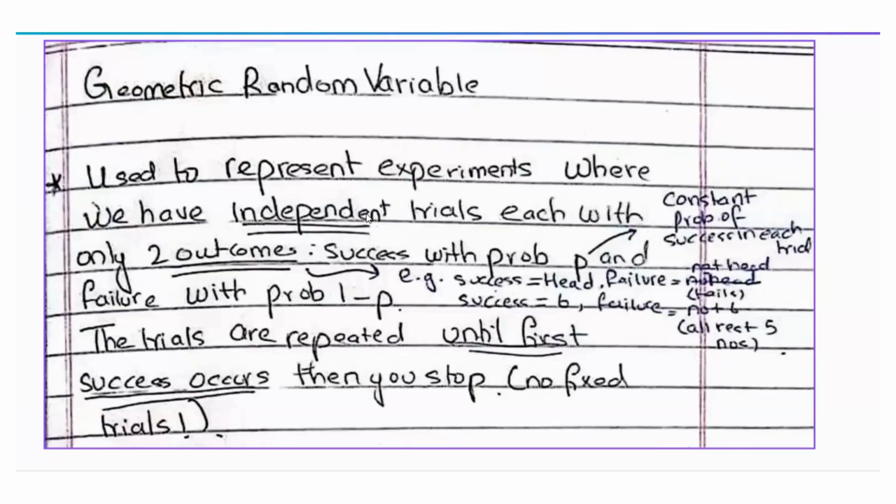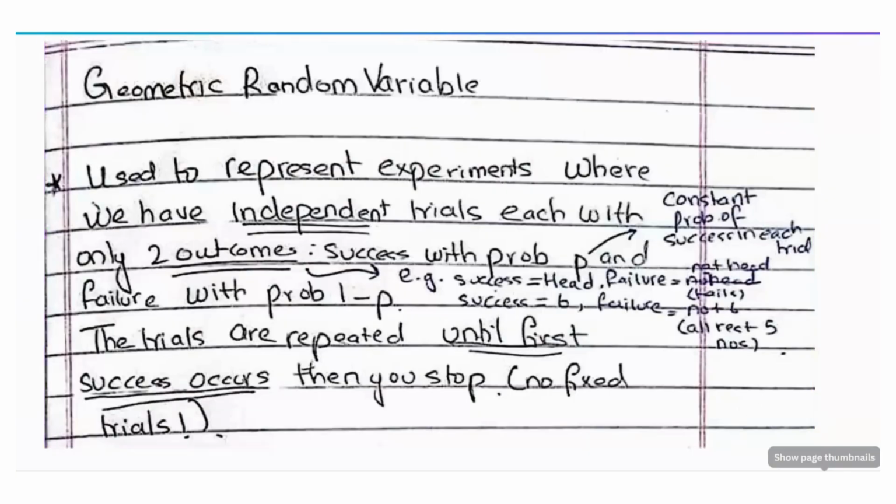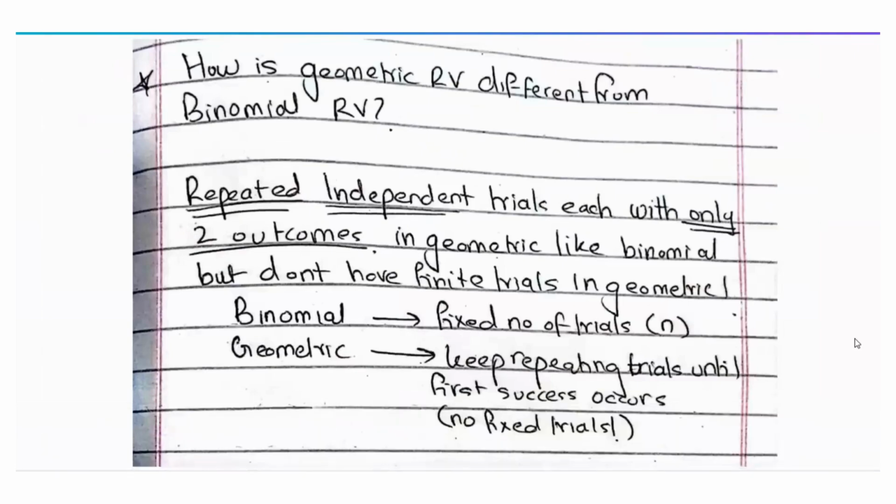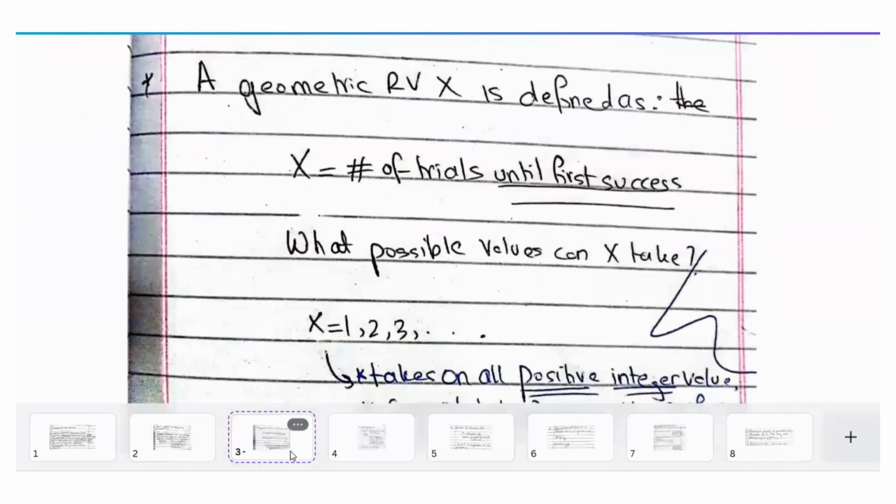So you don't have a fixed number of trials like binomial, right? So you have independent trials, each with two possible outcomes, success and failure, and you repeat the trials until the first success occurs. So let's see how geometric is different from binomial. Just like binomial, in geometric you do have repeated independent trials, each with only two outcomes. But in binomial, we had a fixed number of trials n, while in geometric, we don't have a fixed number of trials. We keep on repeating the trials until the first success occurs.